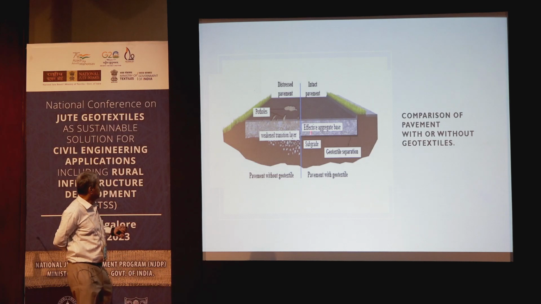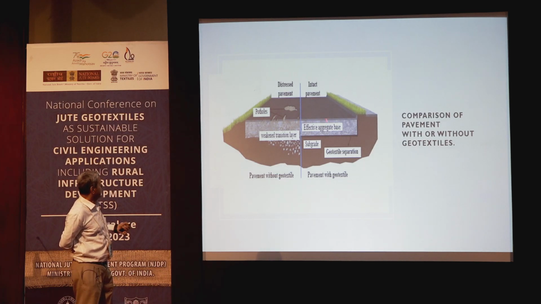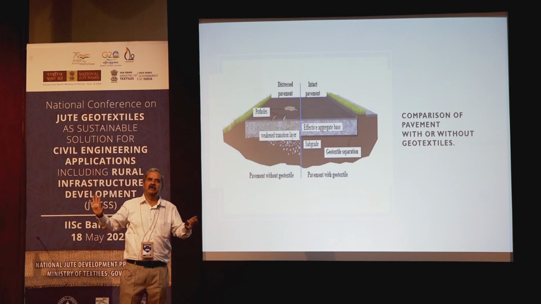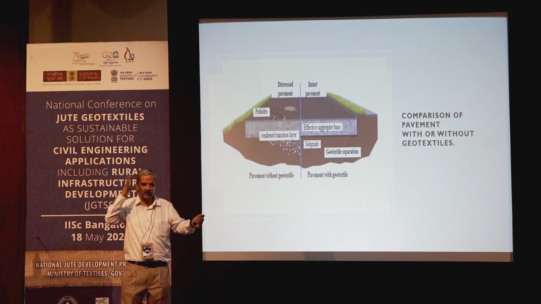This is a typical thing: you construct an embankment, but then over a period of time without a geotextile, what's going to happen is that you have a distressed pavement, you have potholes, and then this layer also gets affected, and it's all an issue. It's an engineering structure. Actually, people think that a structure is only a building. Structural means some problem is there.